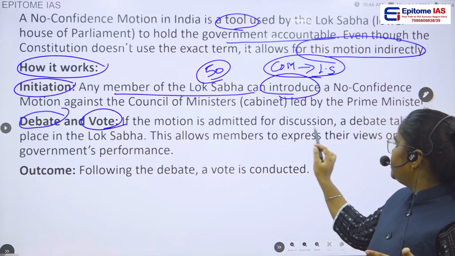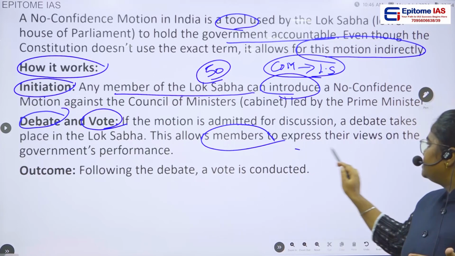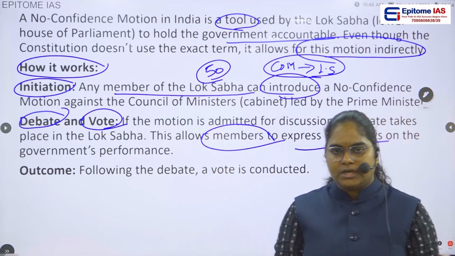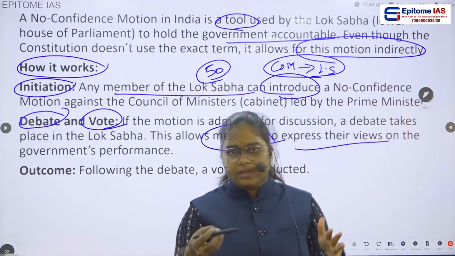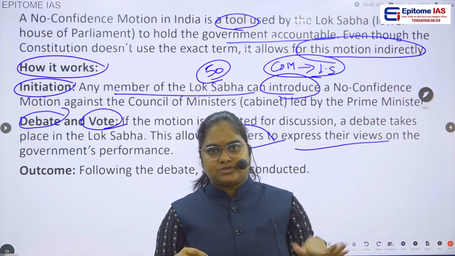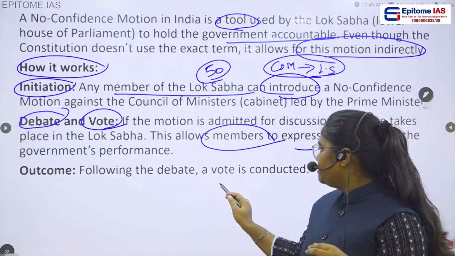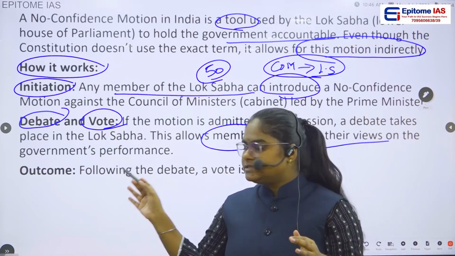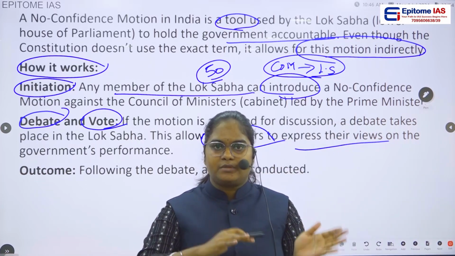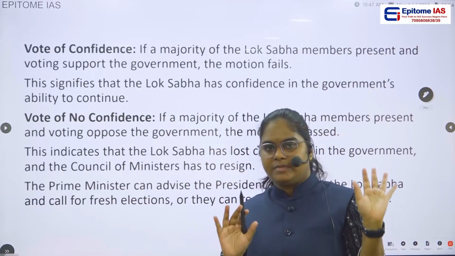So if the motion is admitted for the discussion, a debate takes place in the Lok Sabha. This allows the members to express their views on the government's performance. Once the debate is over, this motion is put to vote, and let's say the Lok Sabha members pass this particular no confidence motion, which means the government has to resign. The government does not have the support of the Lok Sabha. So the government will be resigning after the no confidence motion has been passed. Let's say the no confidence motion is not passed. In that case, this particular motion itself is defeated. So then what will happen? The government will be continuing.